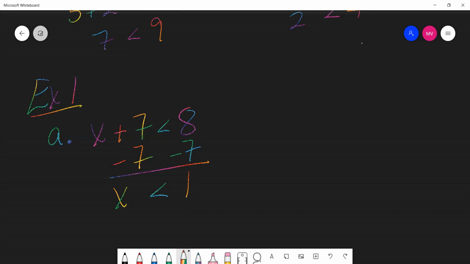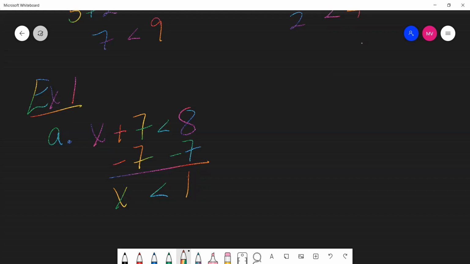All right. So yes. So in order for this inequality, x plus 7 is less than 8, that means x must be less than 1. Which is true, right? Because 1 plus 7 is 8. And is 8 less than 8? No, it's equal to, right?